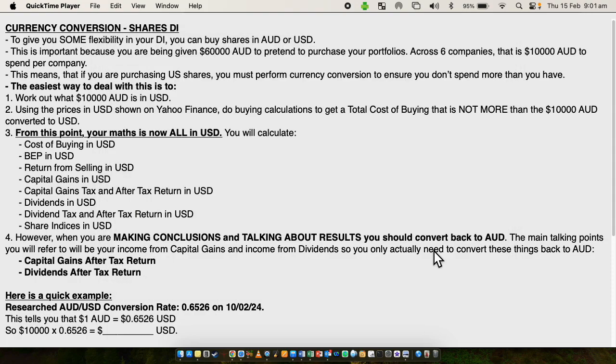This first quick lesson is just on how you deal with currency conversion. I've decided to limit you to just Australian dollars or US dollars. If you're doing Australian dollars, you don't need to convert anything. If you're doing US dollars because you want to do more interesting conjectures, that's not recorded, so it's fine.